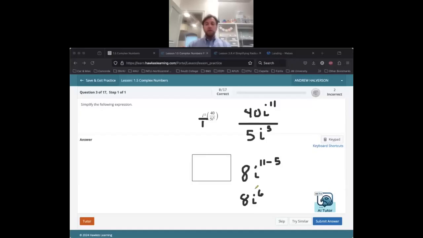Perfect. Then translate your I to the 6th. Do your rotation, your pattern. Go around your clock. So you bring your 8 down still, but I to the 6th is 1 rotation, 2 more steps. So what does I to the 6th become?